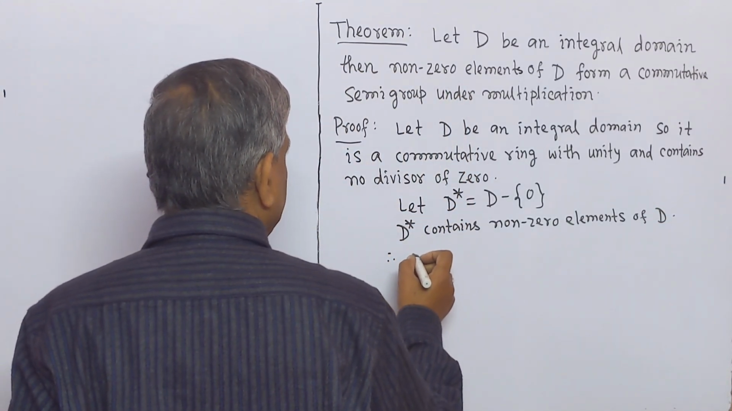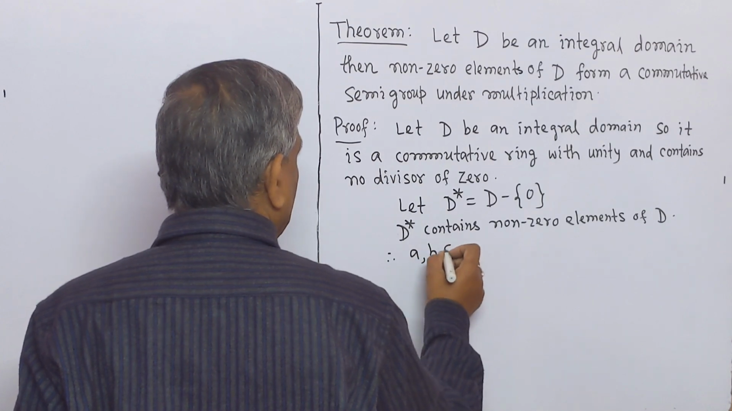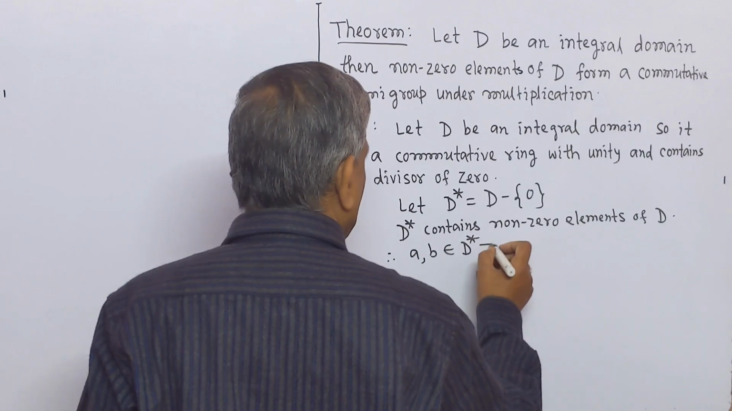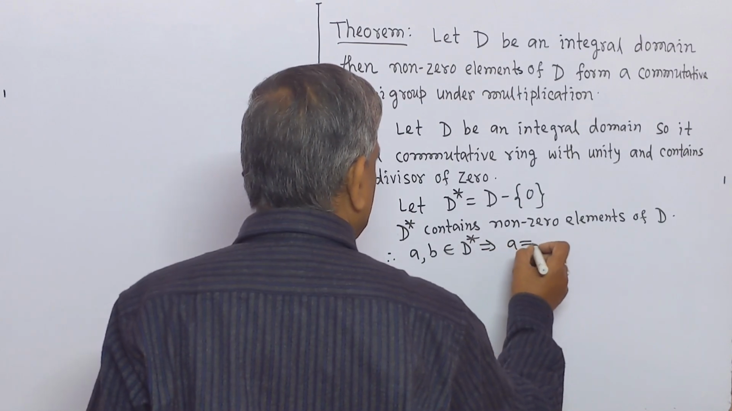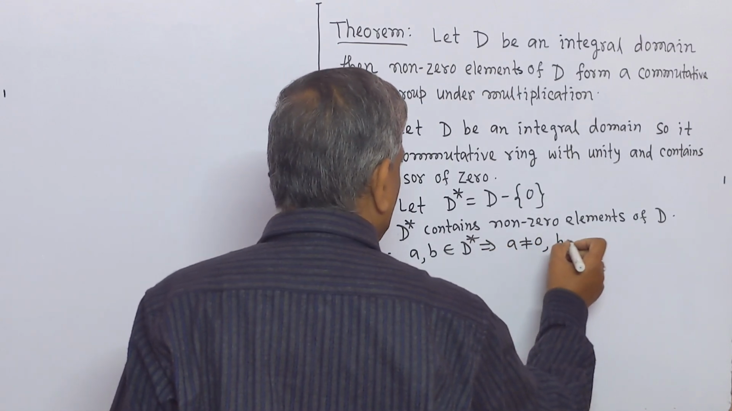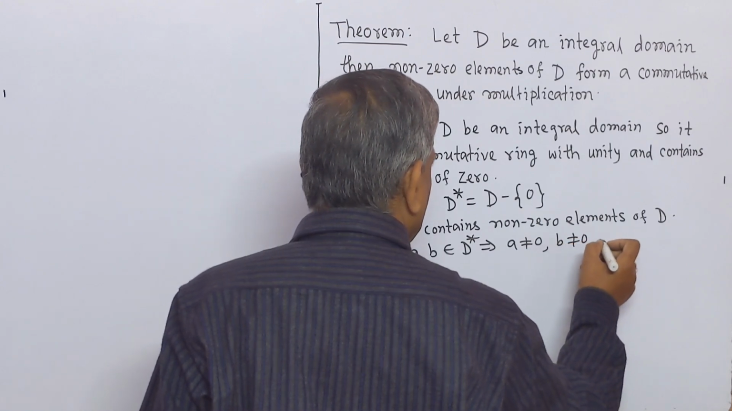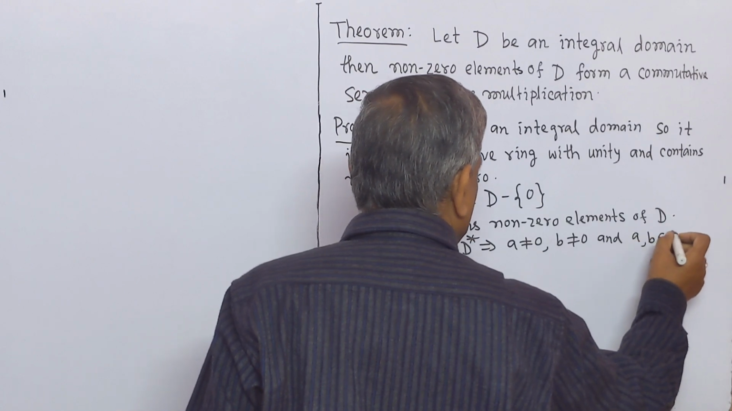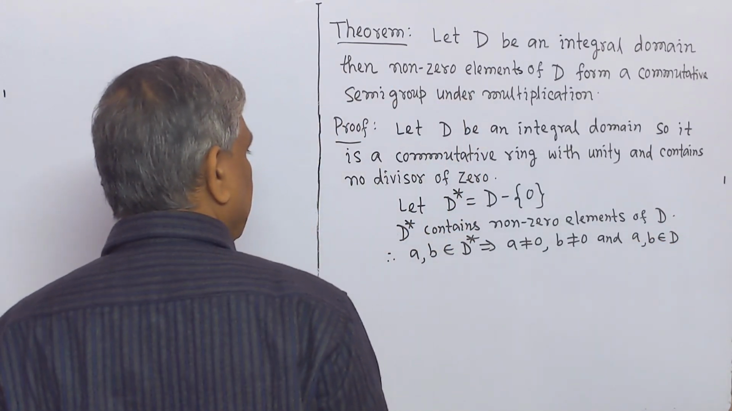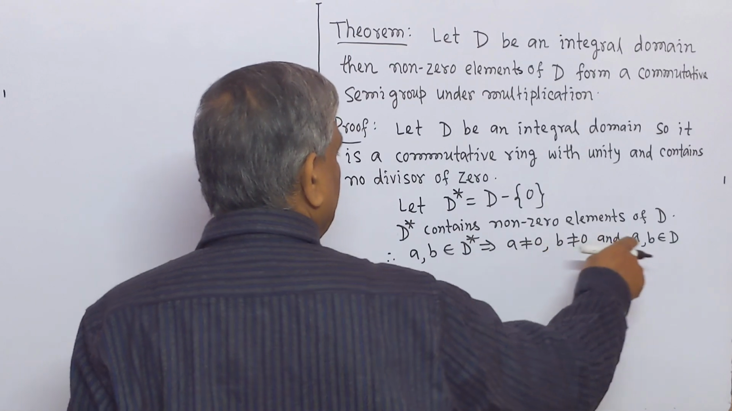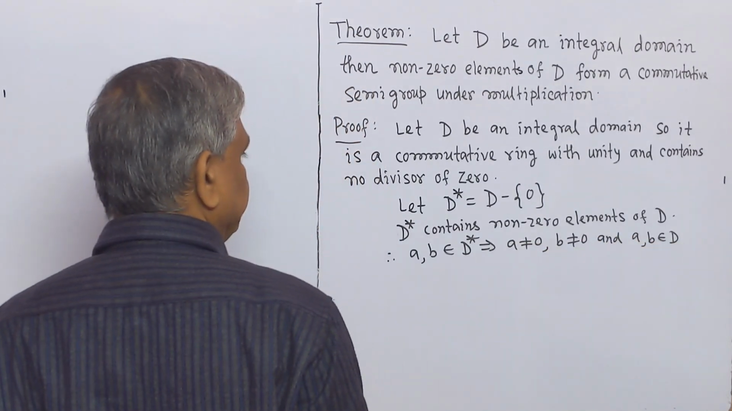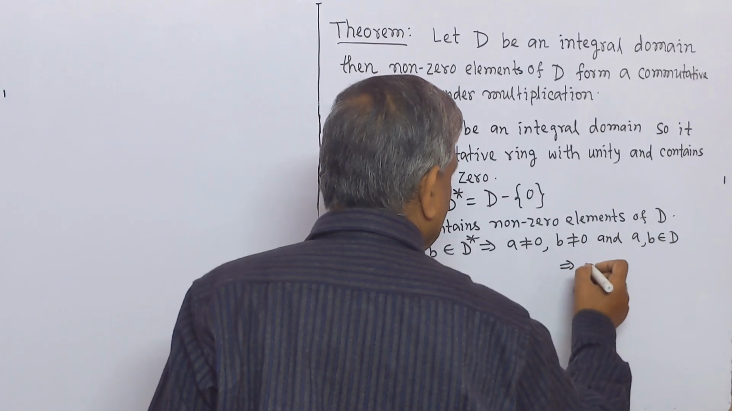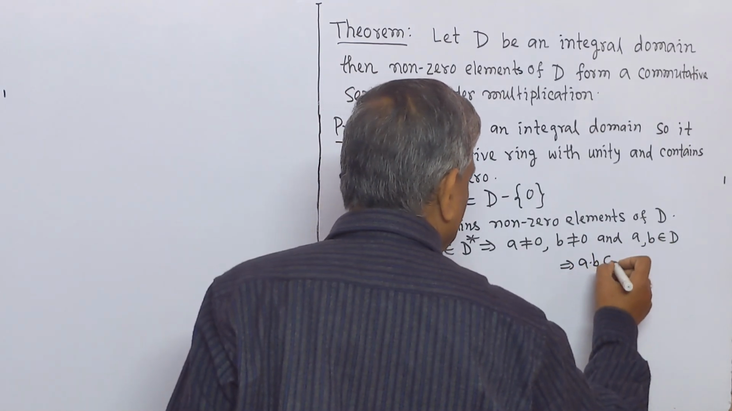Therefore, a, b belong to D star implies that a not equal to 0 element, b not equal to 0 element, and a, b belong to D. Means a, b are non-zero elements of D. a, b belong to D implies that a multiply b belongs to D.